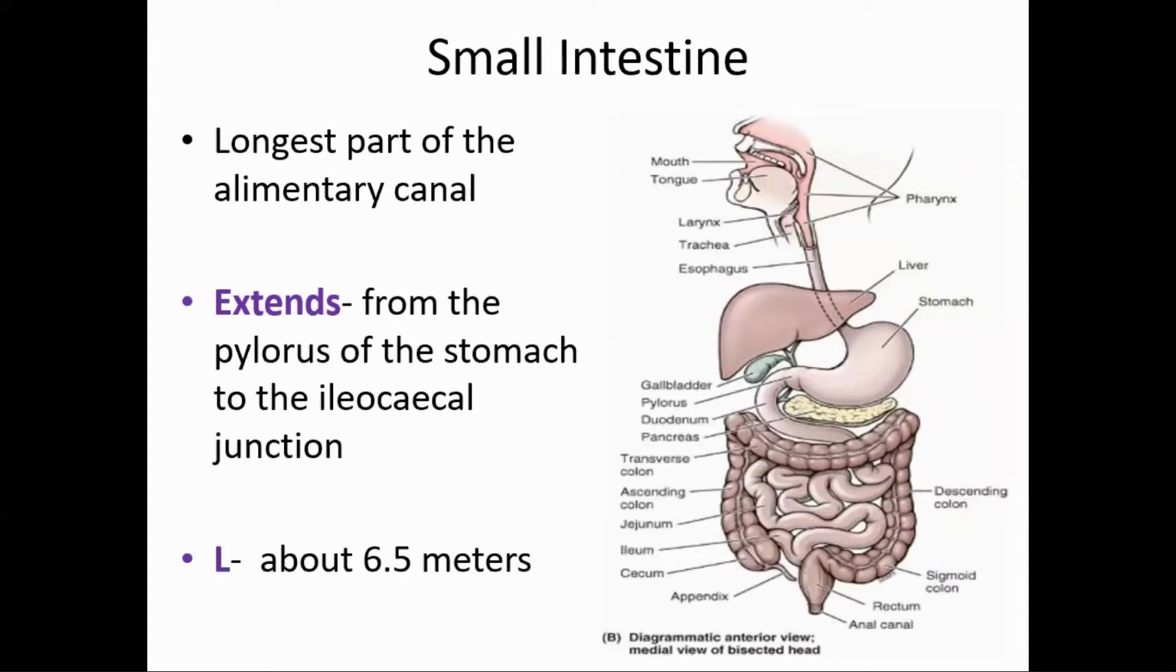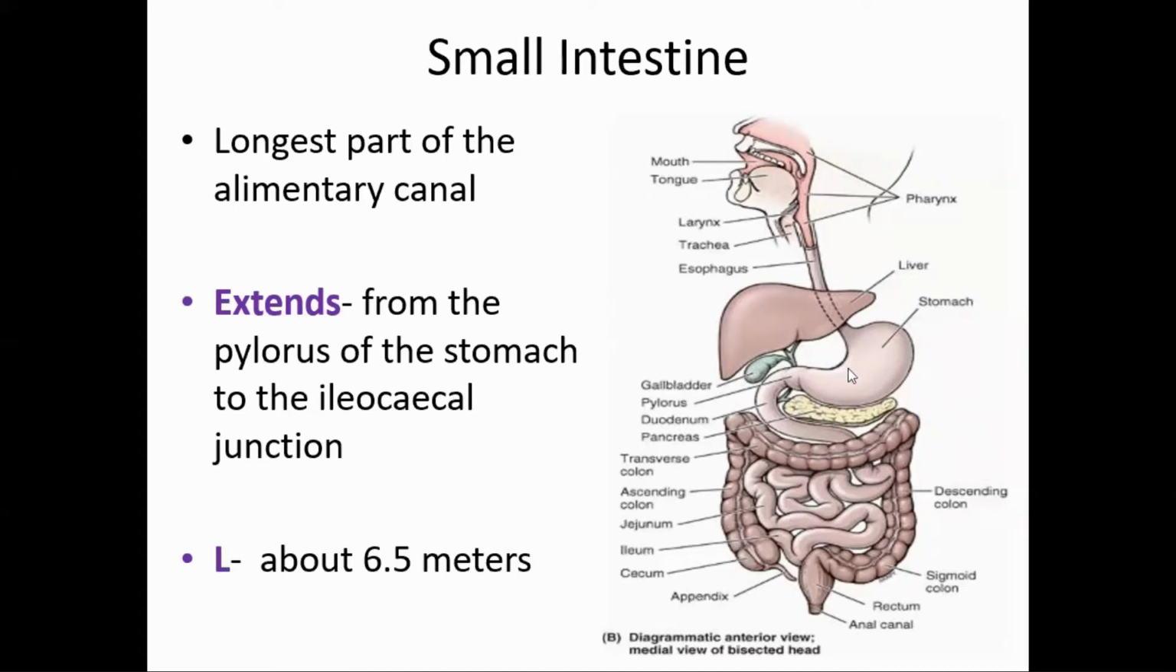Whereas the duodenum is a retroperitoneal organ, except the first part. The proximal part of the duodenum behaves more like the stomach, and it is suspended by the lesser and the greater omentum. Except for the proximal part, the rest of the duodenum is retroperitoneal.